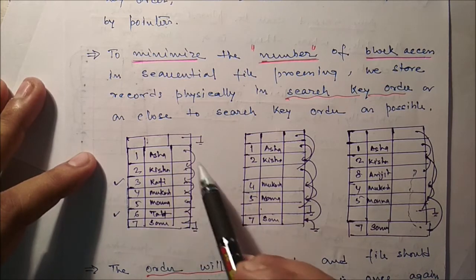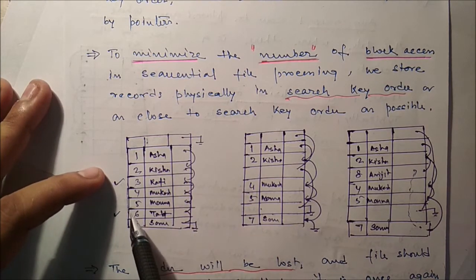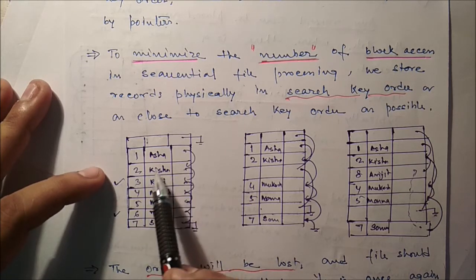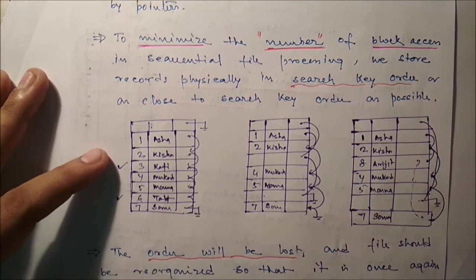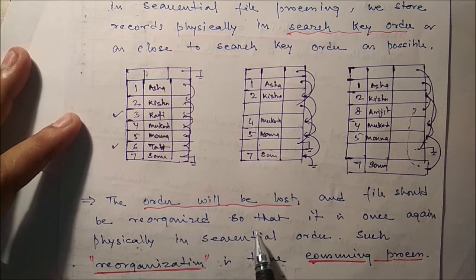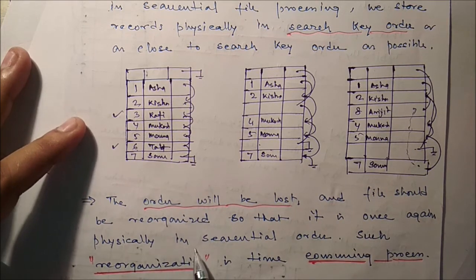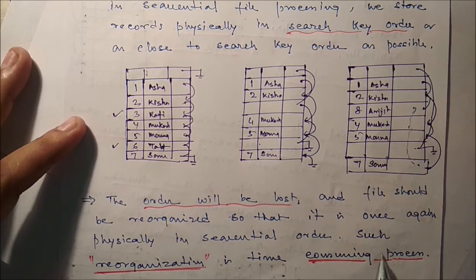Okay, so here we store the file in search key order, according to roll number, to minimize the block access. Now the order will be lost and the file should be reorganized so that it is once again physically in sequential order. Such reorganization is a time-consuming process.